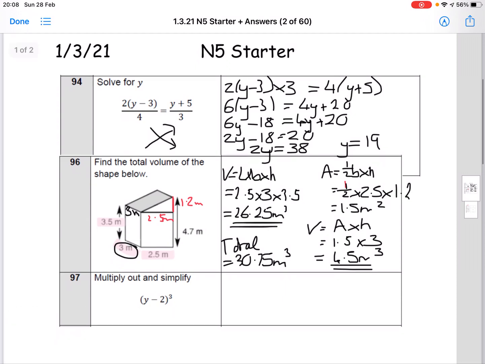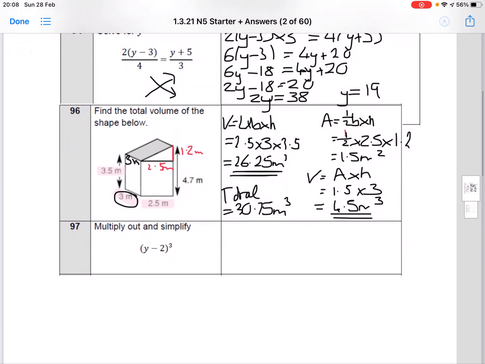Okay, the last question here, question 97, is just multiplying out brackets. So we have y minus 2 cubed. So cubed means times itself 3 times. So the first thing we would do is write out that bracket 3 times. So y minus 2 times itself 3 times. So what I'm going to do is I'm going to leave the first bracket alone, and I'm going to multiply out the second and third brackets using FOIL.